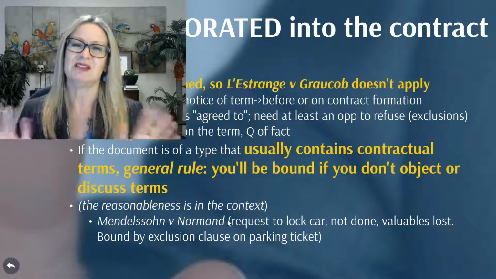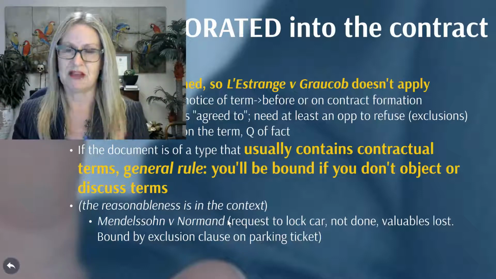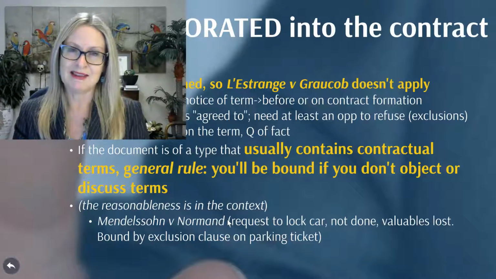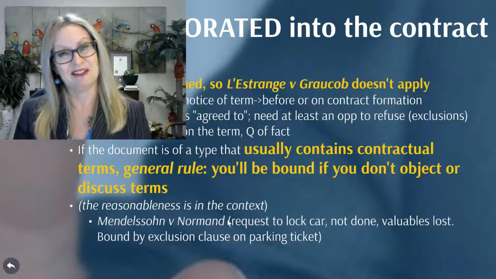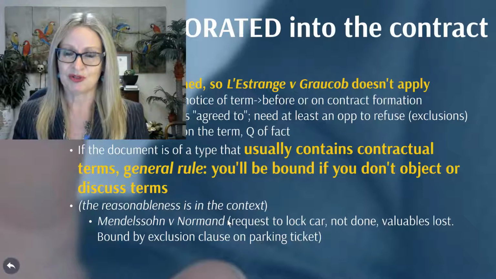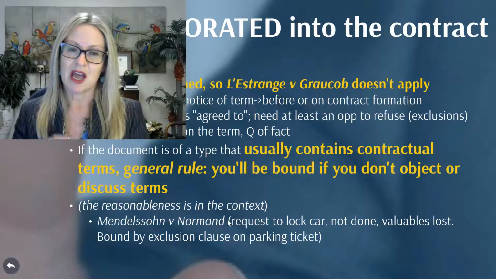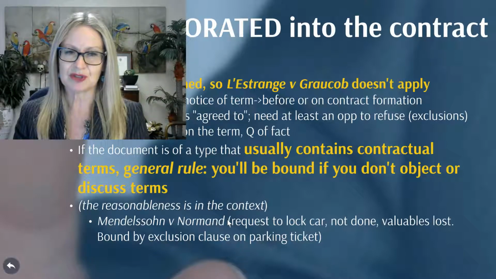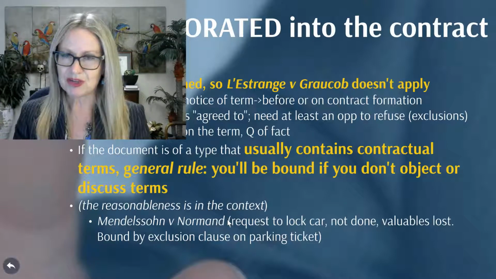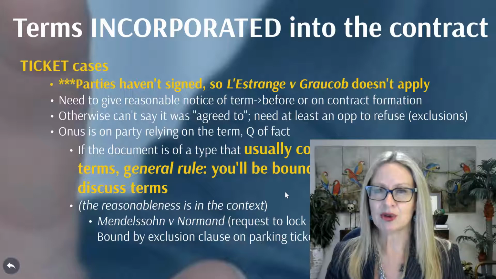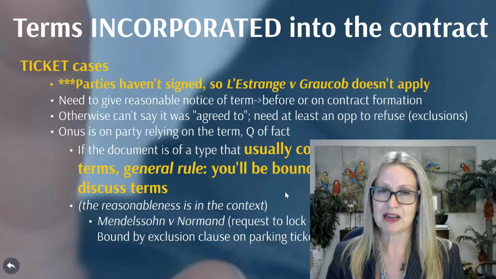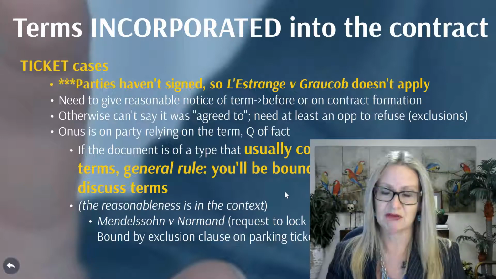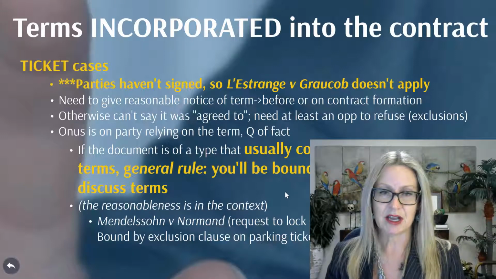The parking attendant said, no, don't worry about it. I'll get in, I'll park your car for you, and we'll do it that way. And the car owner said, well, I really want to make sure that you lock the car because there's valuables in there. You can imagine what happened. They forgot to lock the car. The valuables got stolen. The issue there was that they were bound by the exclusion clause on the parking ticket because no objection was made. The ticket was of a kind of document that normally contained contract provisions, and because that was the case, the exclusion clause was in the contract and governed the bargain between the parties.